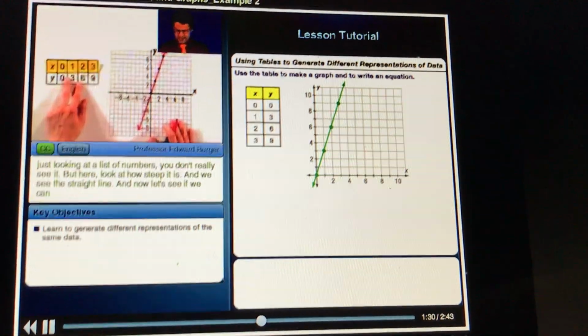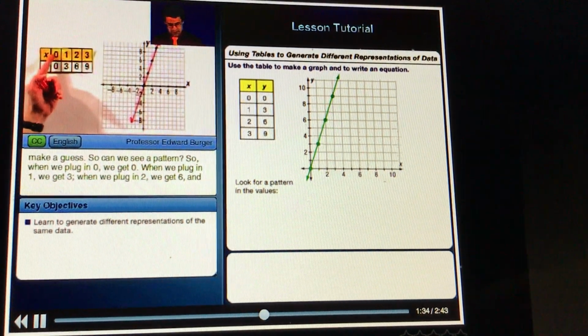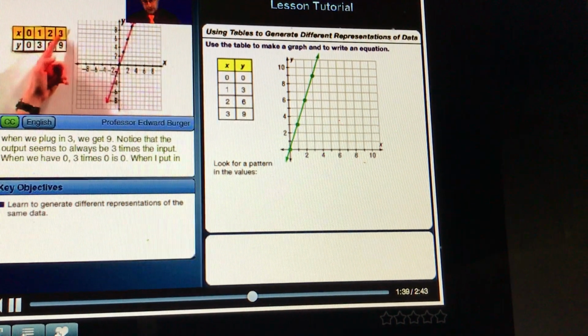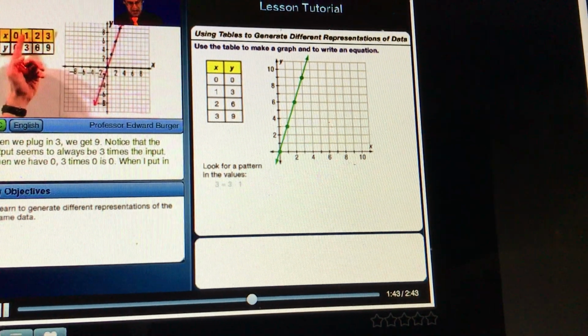And now let's see if we can make a guess. So can we see a pattern? So when we plug in 0, we get 0. When we plug in 1, we get 3. When we plug in 2, we get 6. When we plug in 3, we get 9. Notice that the output seems to always be 3 times the input.